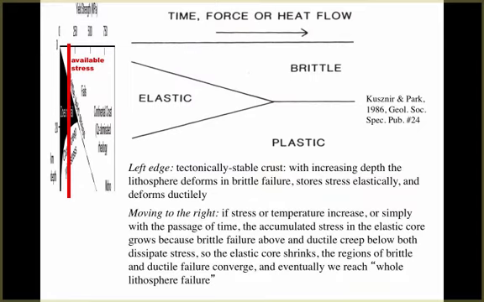On the right-hand side of this diagram, if we see an increase in stress or temperature, or simply with the passage of time, the accumulated stress in the elastic core of the crust grows because brittle failure above and ductile creep below both dissipate stress, and the elastic core shrinks. The regions of brittle and ductile failure converge, and eventually we get this whole lithosphere failure.